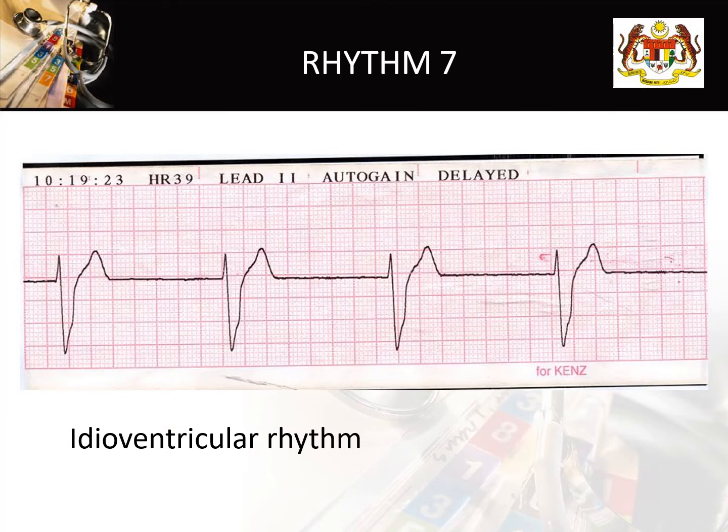Okay, this is idioventricular rhythm. As you can see from this ECG, the rhythm originates from the ventricle. So you can only see the QRS complex without P wave. This is because the rhythm originates from the ventricle itself, not from the SA node. Okay, this rhythm is commonly seen especially in patients after CPR or post reperfusion arrhythmia.